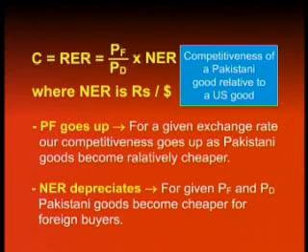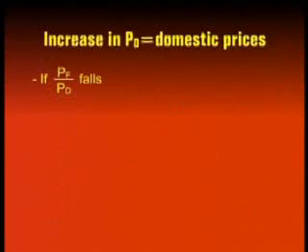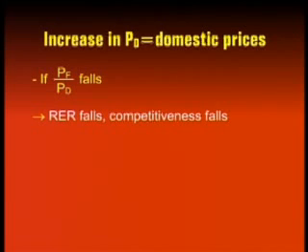A very important implication of this formula is how the nominal exchange rate must respond in order to adjust for changes in relative prices. So think about what happens when the price of domestic goods increases. That is, the first term in the right hand side, that is PF over PD, falls. If PF over PD falls, this means that our competitiveness will go down. That is, our real exchange rate will go down. Real exchange rate going down means that the real exchange rate is appreciating. That is, our goods are becoming less competitive.